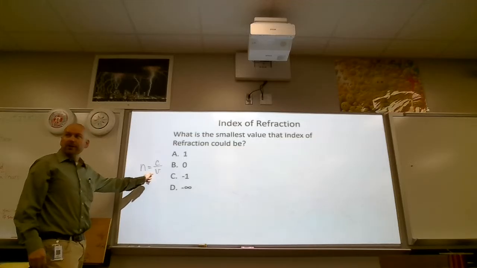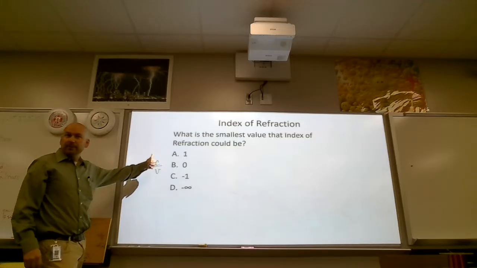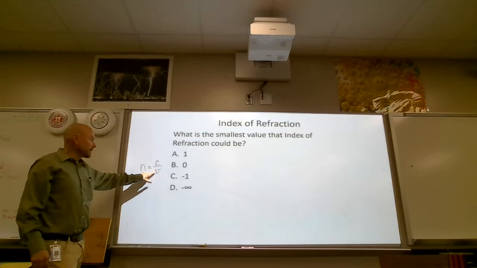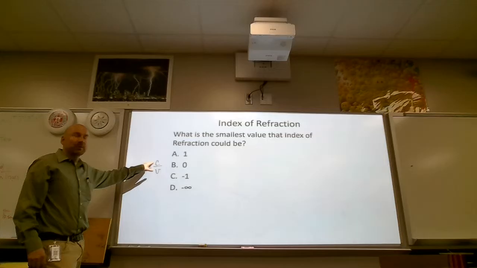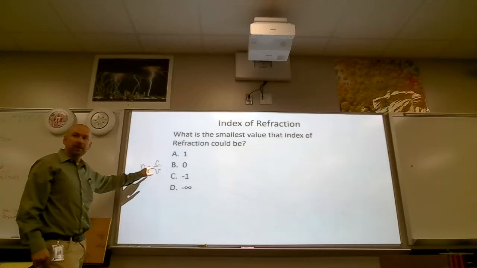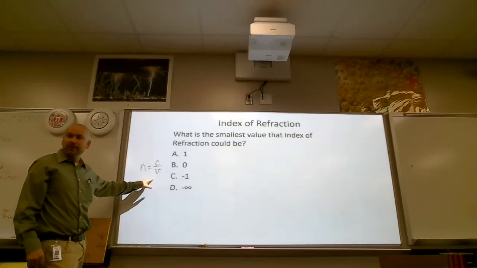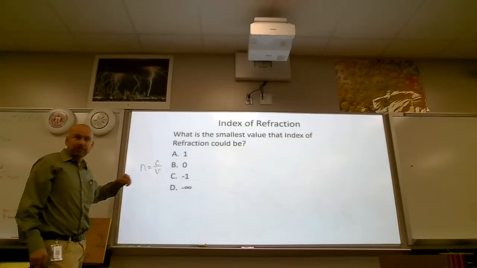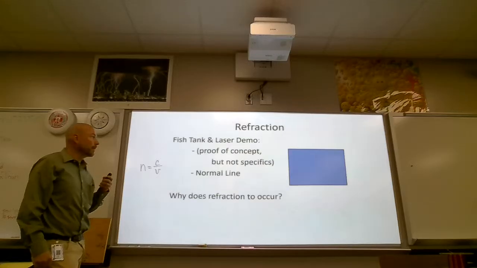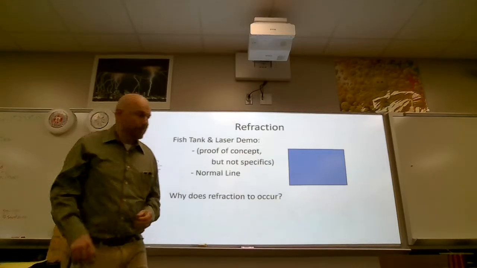The fastest light can go. The slower it goes, the higher this becomes. The faster it goes, the lower it is. The fastest it can go is the speed of light in a vacuum, 3 times 10 to the 8th meters a second over 3 times 10 to the 8th meters a second. Good? That's the lowest it can be. All right.